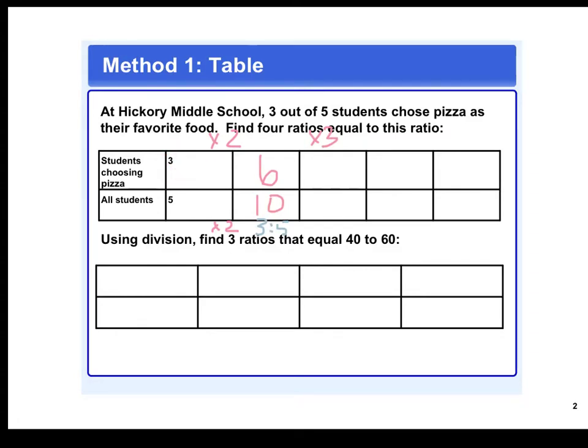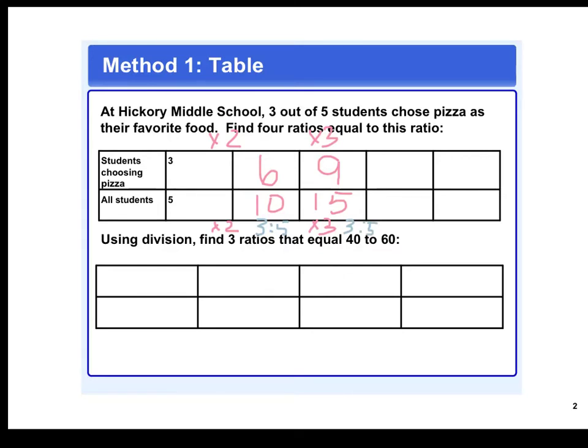students times 3 to give me 9 students choosing pizza. Well, then I have to take the 5 total students and multiply that by 3 also to get 15. Again, to make sure that my solving was correct, if I divide 9 by 3, I get 3. If I divide 15 by 3, I get 5. So 3 to 5 is still my ratio there, which is what I want to be true.